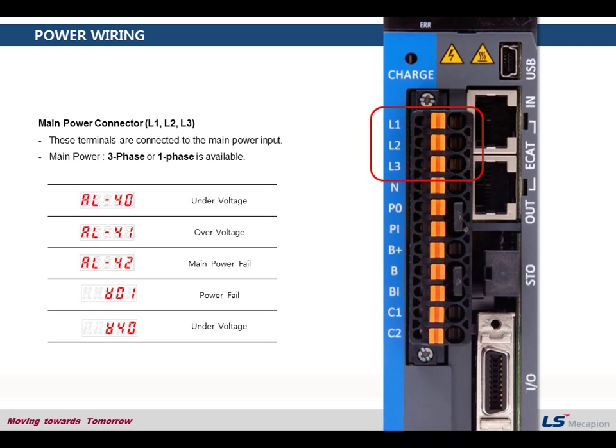And the related alarm is like this. Alarm 40, under voltage. Alarm 41, over voltage. And alarm 42, this is about main power fail. And you see this sign. They mean warning. So warning 1, which means power fail. And warning 40, that means under voltage. The specification of these alarms or warnings is in the manual, so you can check the detailed information of them in the manual.